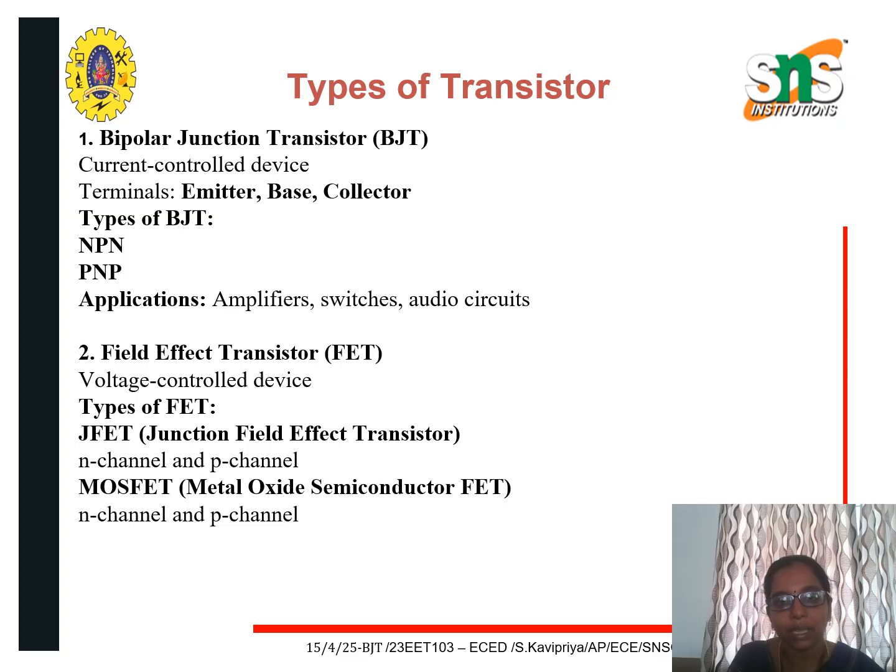Applications of BJT are it acts as an amplifier, it acts as a switch, and it is used in the audio circuits. FET is a voltage control device. The types of the FET are JFET and MOSFET. JFET is a junction field effect transistor. MOSFET is a metal oxide semiconductor field effect transistor. JFET and MOSFET in turn are classified into N channel and P channel.